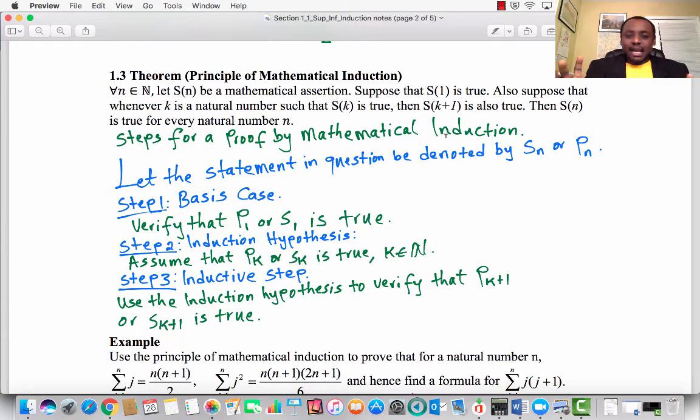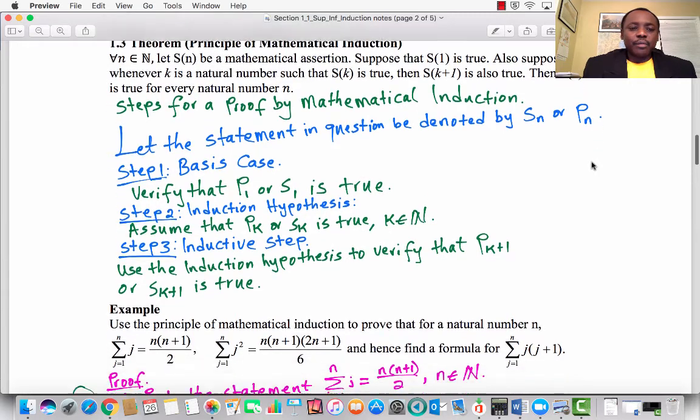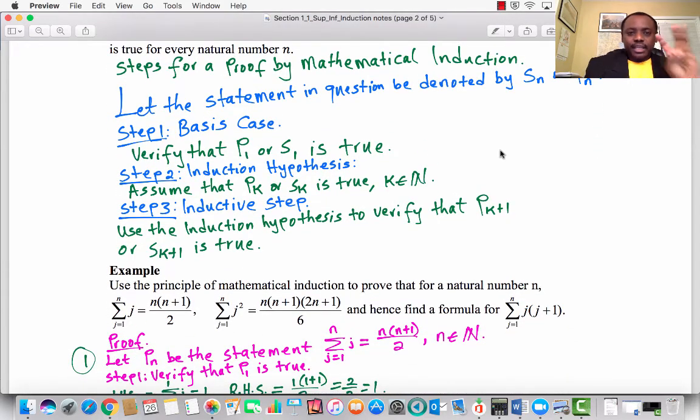Let me break that down for us a little bit. Okay? So let the statement in question be denoted by S(n) or P(n). I like writing it as S(n) and P(n) in this form. So there are 3 things we're going to do. Number 1, we have the basis case. In this case, we verify that P(1) or S(1) is true, depending on whether you call the assertion P(1) or S(1). So you verify that P(1) or S(1) is true.